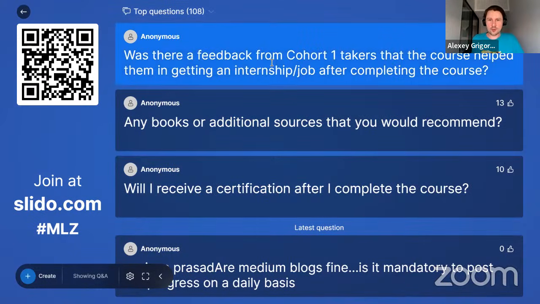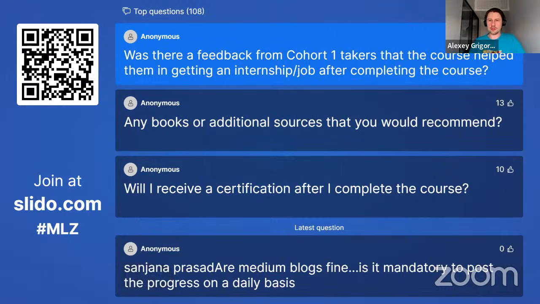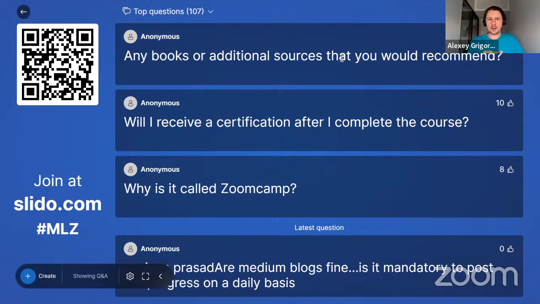Was there feedback from cohort 1 takers that the course helped them in getting an internship or job after completing the course? I think we covered that. Any additional books or sources that you would recommend? Nothing comes to mind, to be honest. But yeah, internet is your friend.